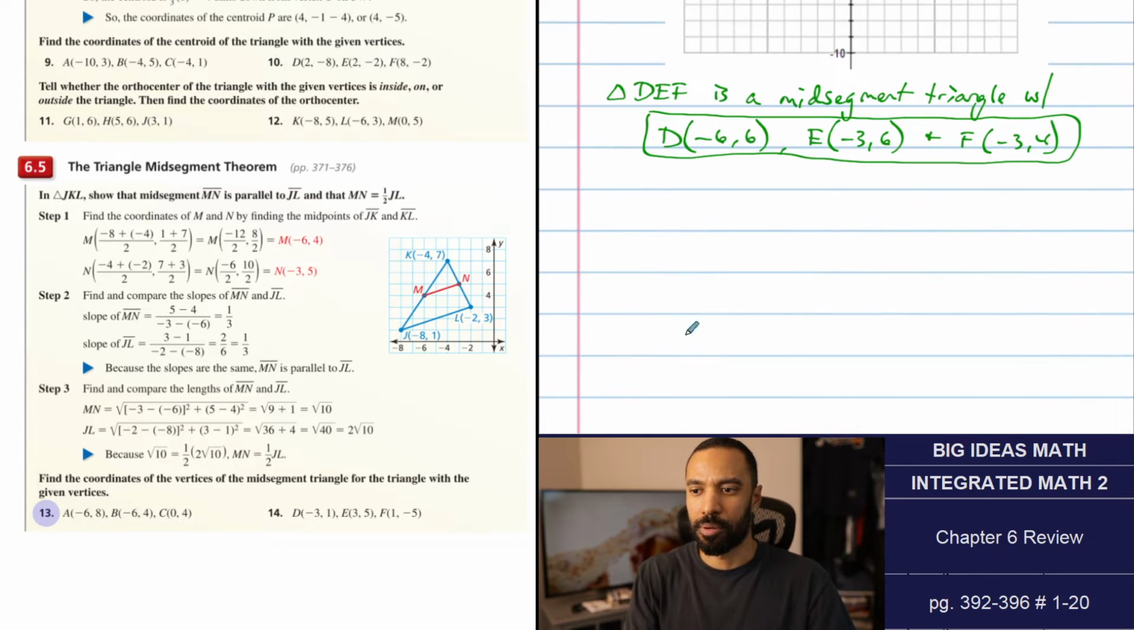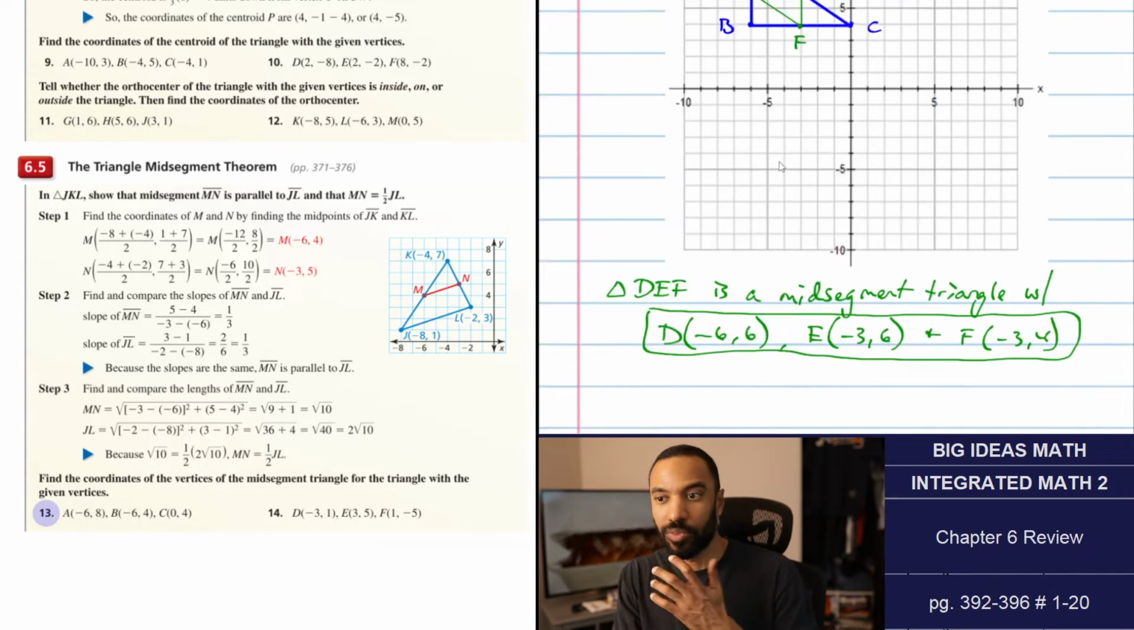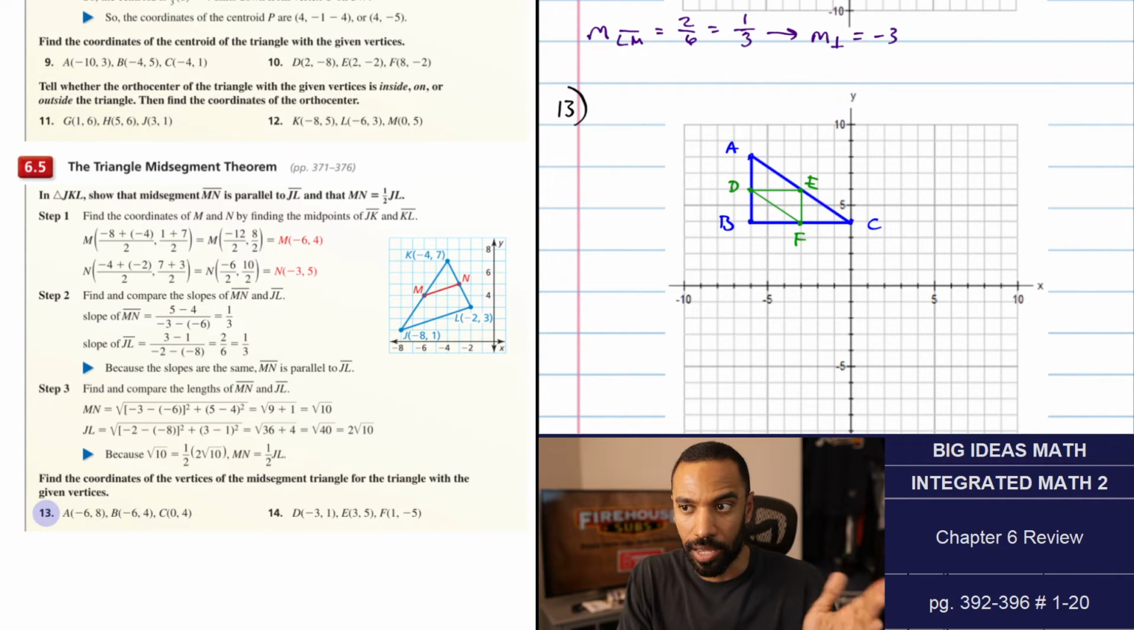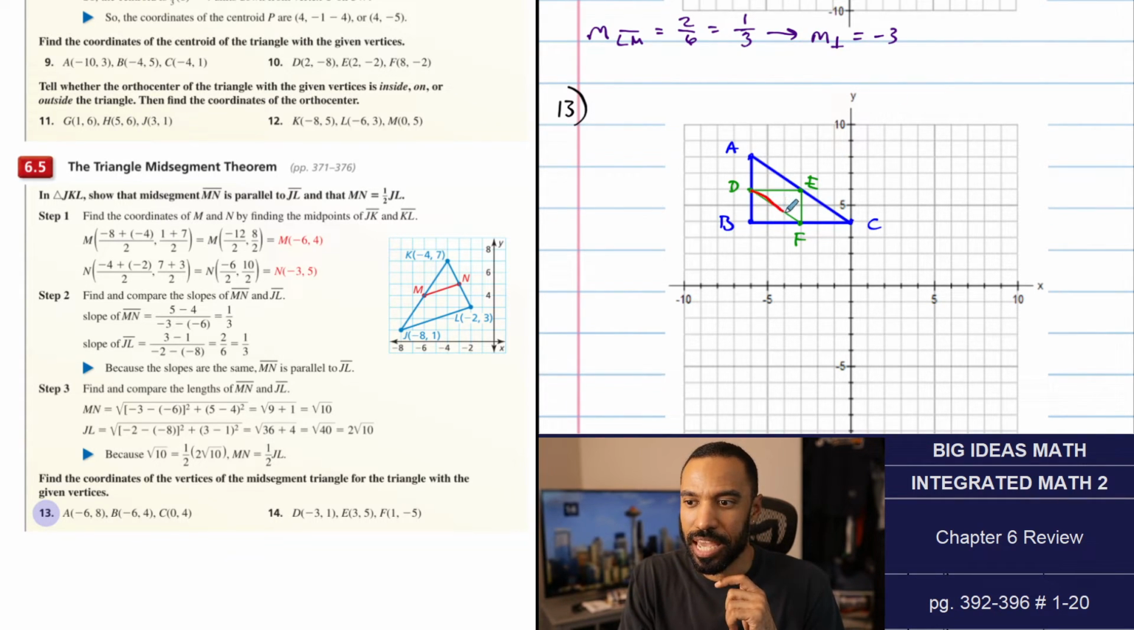Okay, yep, 3 midpoints. And by the way, because you probably have more questions, DF is parallel to AC and is half the length of AC. EF is parallel to AB and is half the length of AB. Remember, that's 4. This is 2. DE is half of BC and it's parallel to BC.